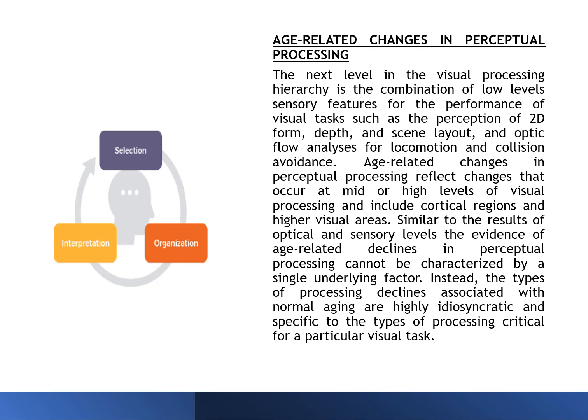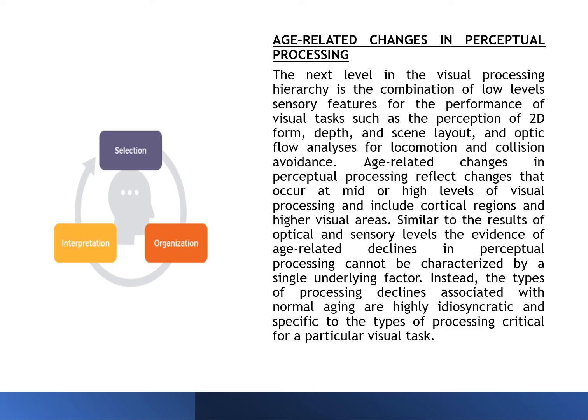Now let's look at age-related changes in perceptual processing. The next level in the visual processing hierarchy is the combination of low-level sensory features for the performance of visual tasks such as the perception of 2D form, depth and scene layout, and optic flow analysis for locomotion and collision avoidance. Age-related changes in perceptual processing reflect changes that occur at mid or high levels of visual processing and include cortical regions and higher visual areas.